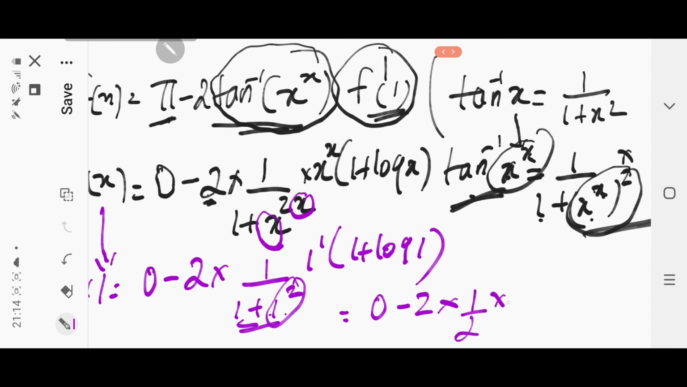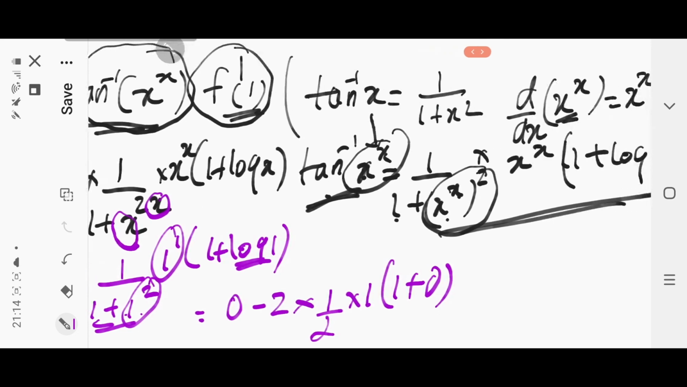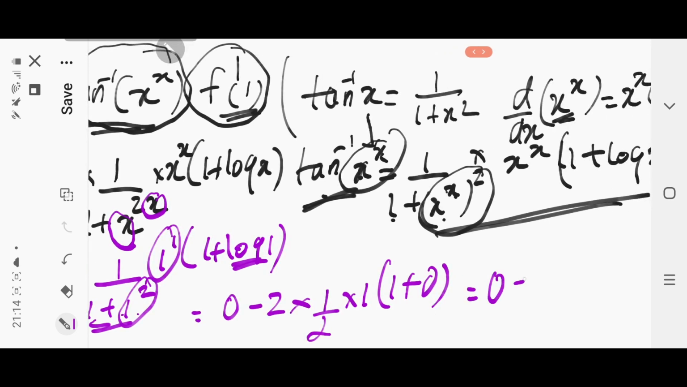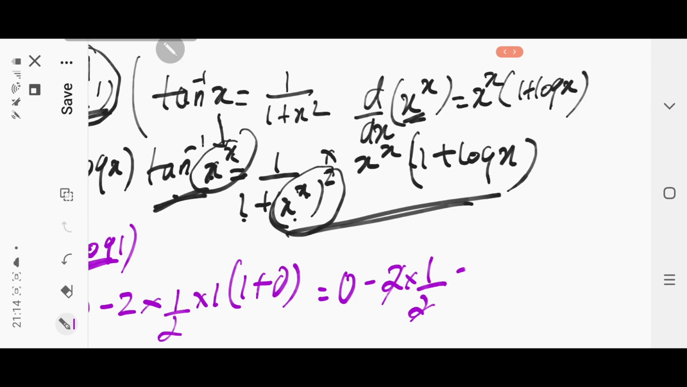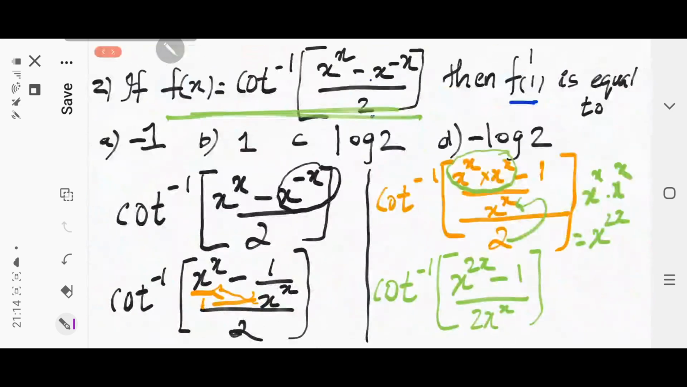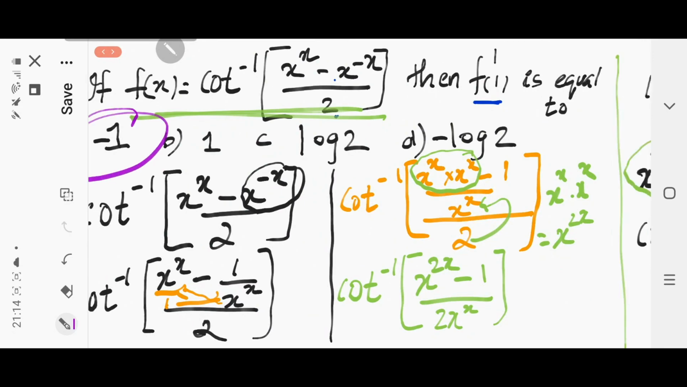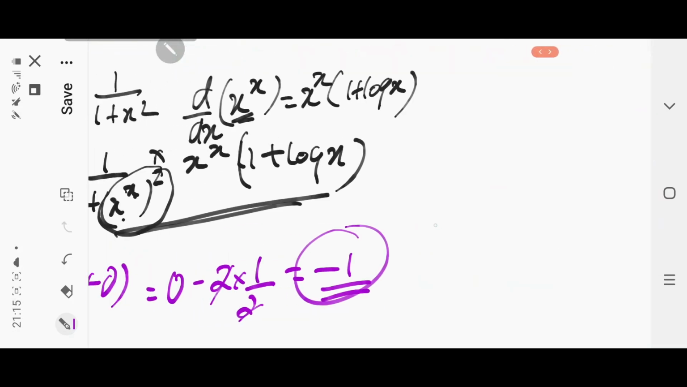That means 1 by 2, into 1 raised to 1, which is 1, into 1 plus log 1. Log 1 is 0. That means the answer here is 0 minus 2 into 1 by 2. The 2s get cancelled. The answer you get is minus 1. That means going to option A. Therefore, option A is the right answer.